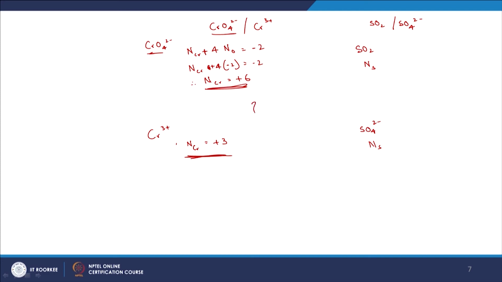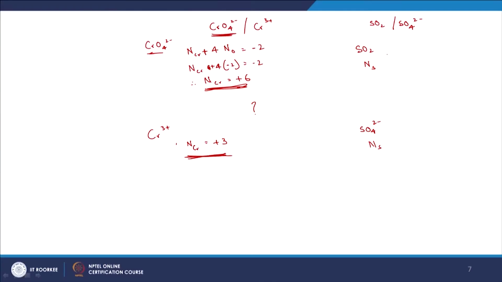What does that tell you now? That chromium is more oxidized when it's in the form of CrO4 2- compared to Cr3+. So that's one piece of information that we have. Coming back to the sulfur case, the oxidation state of sulfur plus 2 times -2 is equal to 0, right.